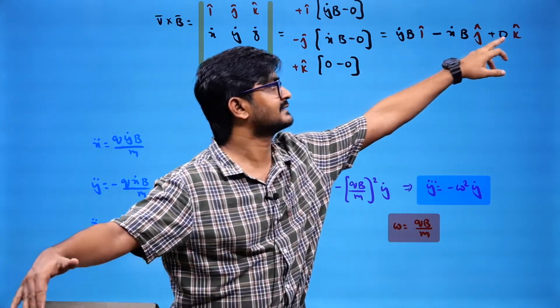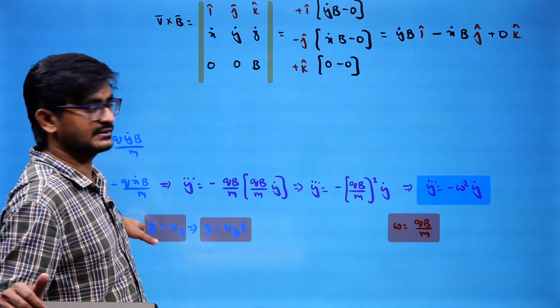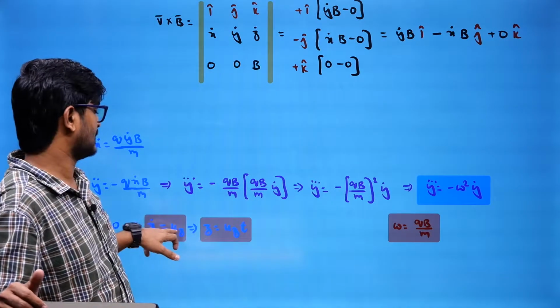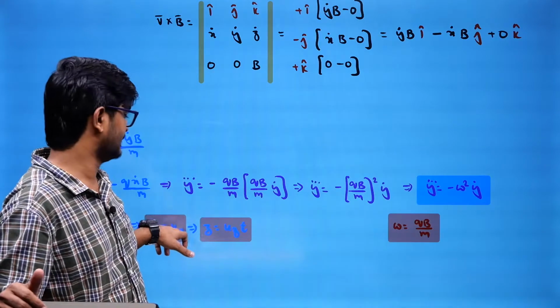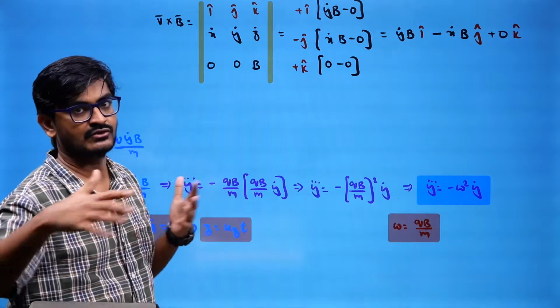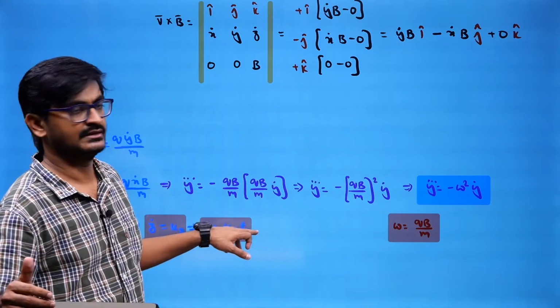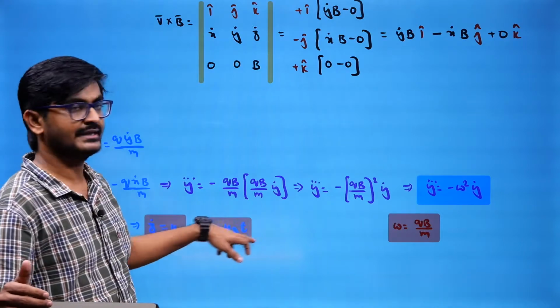Now what about acceleration along z axis? It is 0. If acceleration along z axis is 0, then from there I can say velocity along z axis is constant, which is uz. So distance traveled along z axis, or z coordinate, will depend on time in this manner, right? uz into t. So motion along z axis is quite simple.